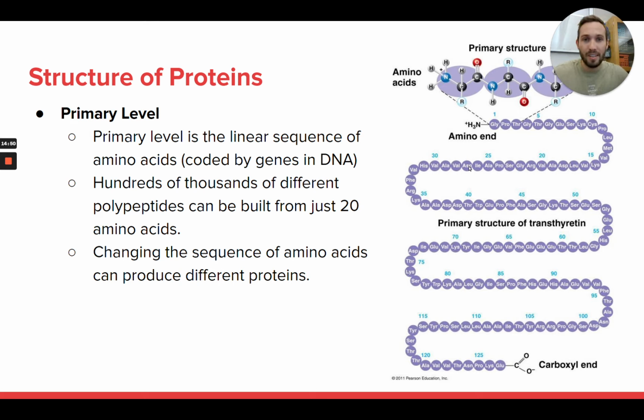So this is ultimately where it starts. You have to put amino acids together, certain amino acids in a specific order, and that's level 1. If you change some of these amino acids, or have completely different amino acids in a completely different order, that's ultimately going to affect its overall structure, which you'll see in a moment. But anyway, that's the primary level.